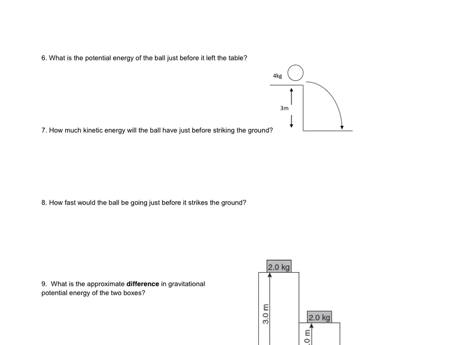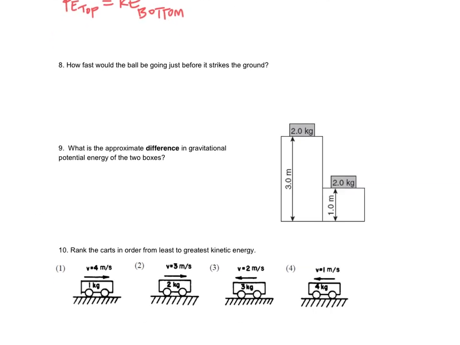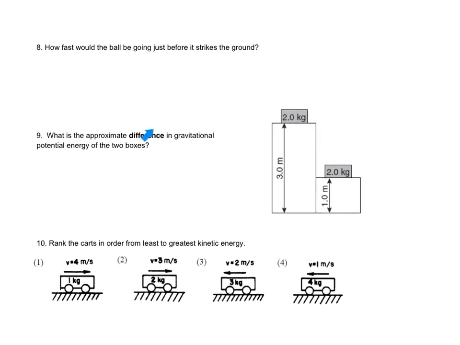On the right side here, I'm going to let you work on some of these equations. I will give you a hint, though, for number 7. The potential energy at the top will be equal to the kinetic energy at the bottom. So keep that in mind when you're solving for number 7. All right, then when we look down here at number 9, it wants to know the difference in gravitational potential energy. So in other words, you want to know the difference in potential energy. So difference means subtract.